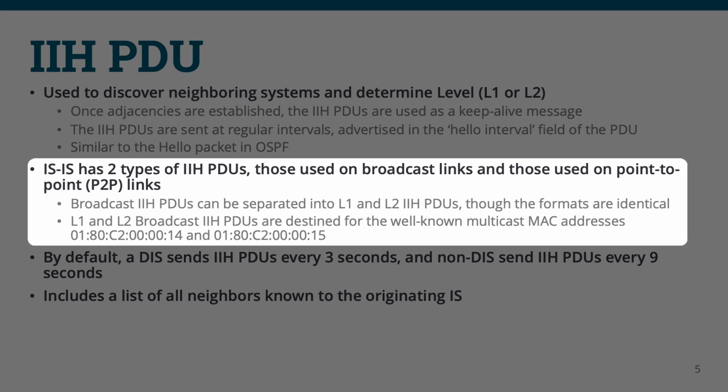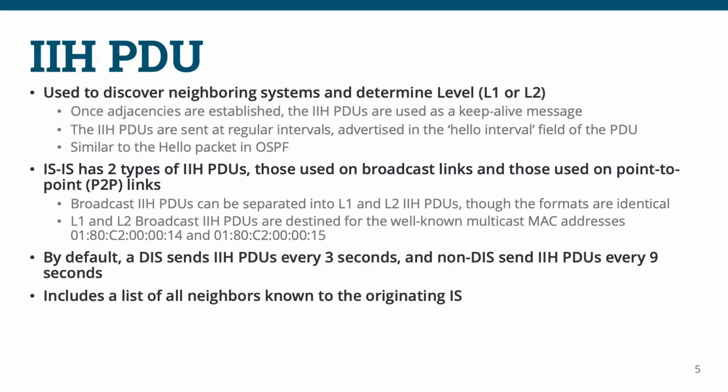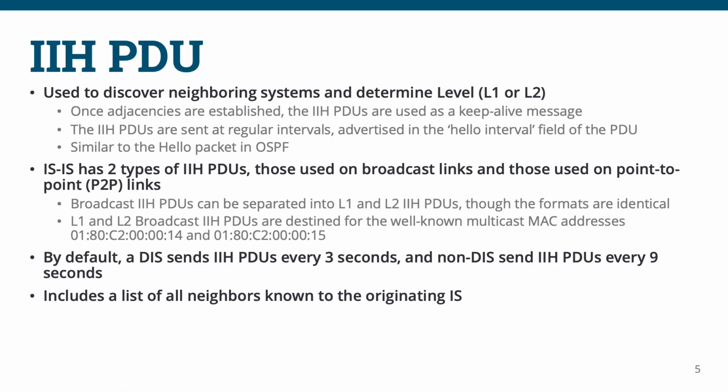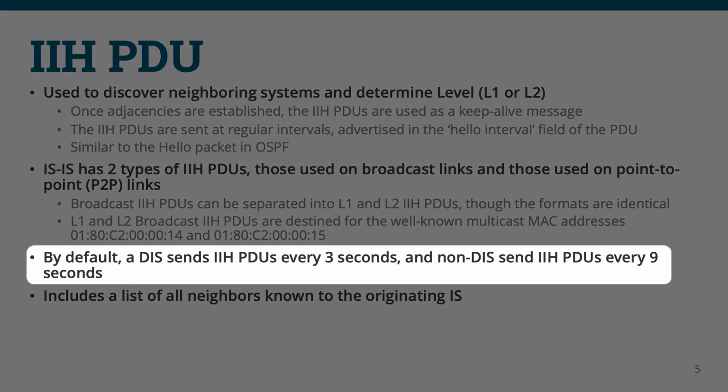The frame formats of the level 1 and level 2 IIH PDU are identical, though level 1 IIH PDUs are destined for this MAC address, and level 2 to this MAC address. Another term we'll need to be familiar with is DIS, or Designated Intermediate System. This is simply a DR and performs the same function as the designated router in OSPF, though is called a DIS instead. A DIS will originate IIH PDUs every 3 seconds, though non-DIS will only originate an IIH PDU every 9 seconds.